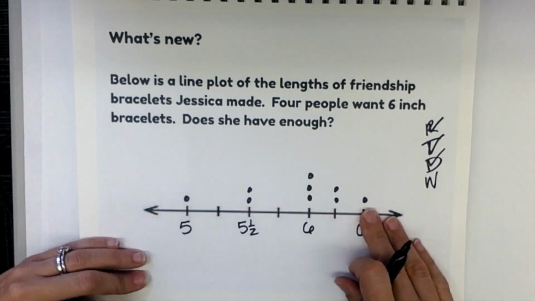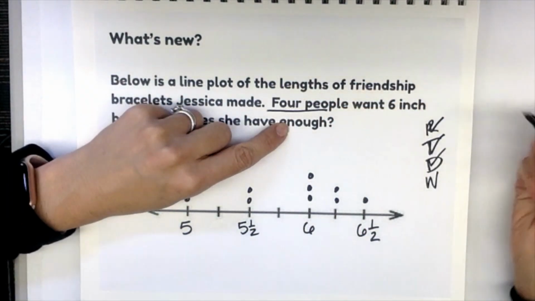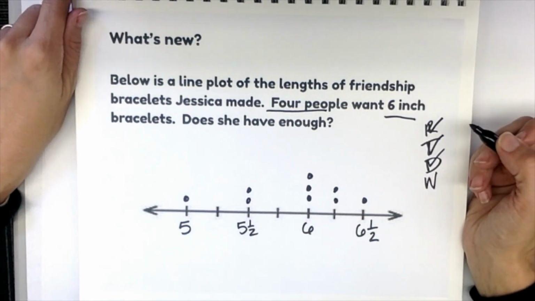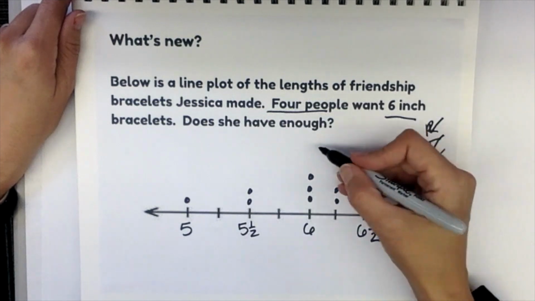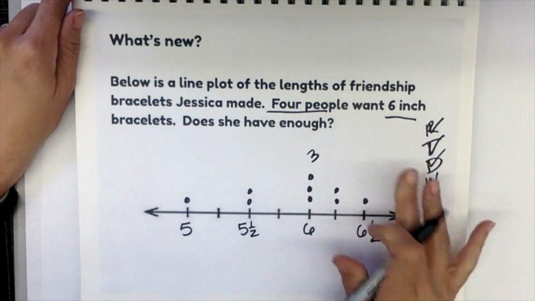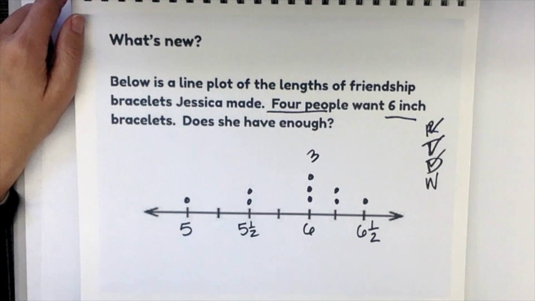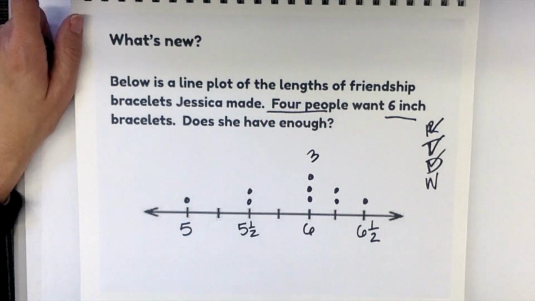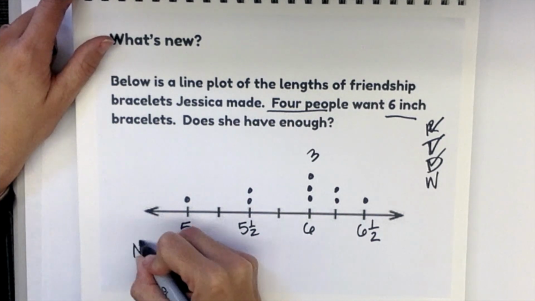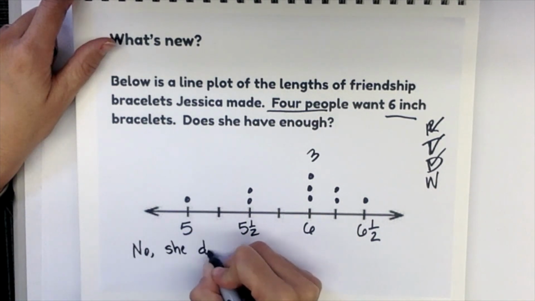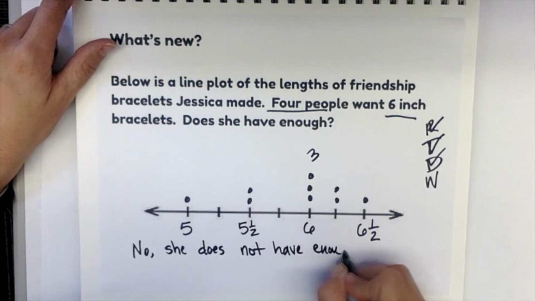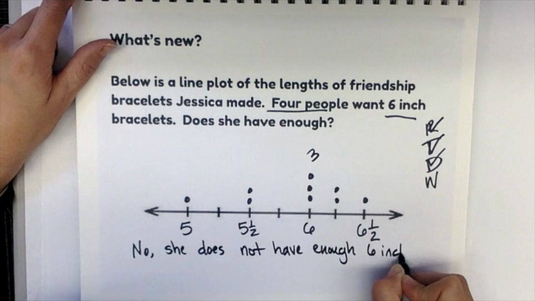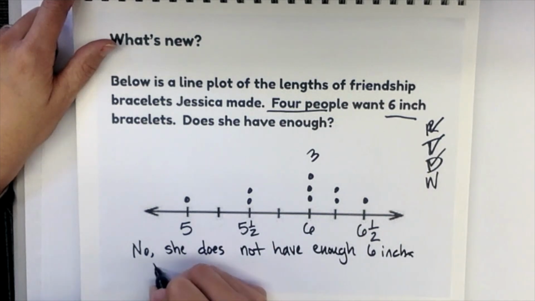So let's take a look. So we need 4 friendship bracelets at 6 inches each. Well, we have 1, 2, 3. So there's only 3 here. And so that tells us we don't have enough. She would need to make 4, or at least 1 more to make 4 6-inch bracelets. So no, she does not have enough 6-inch bracelets.